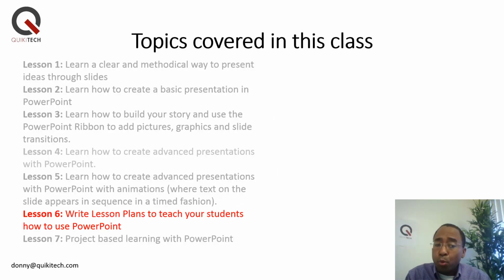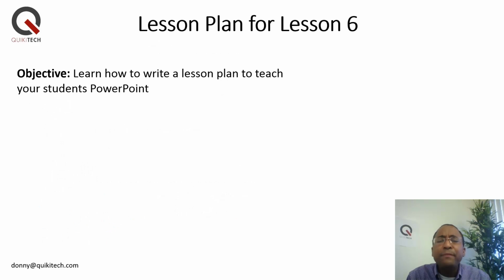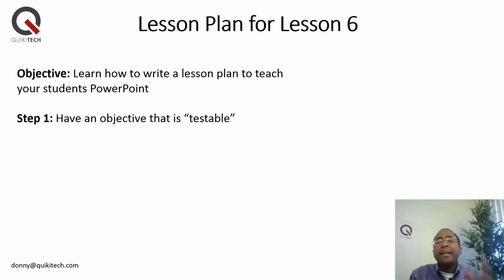Really, as you know, we're almost done with this course. Lesson 6 is very brief. It's how to write lesson plans. And this will be very simple. The objective is to learn how to write a lesson plan to teach your students PowerPoint. If you're going through the excellent endeavor of having them learn how to use PowerPoint, which I would really encourage you to do, then step 1 is have an objective that is testable. That doesn't mean you have to give them a test, but in every lesson, give them something of an objective that they can work toward so that you can then, whether by question or by a written test, ask them, how do you do this? And they can prove their knowledge to you.